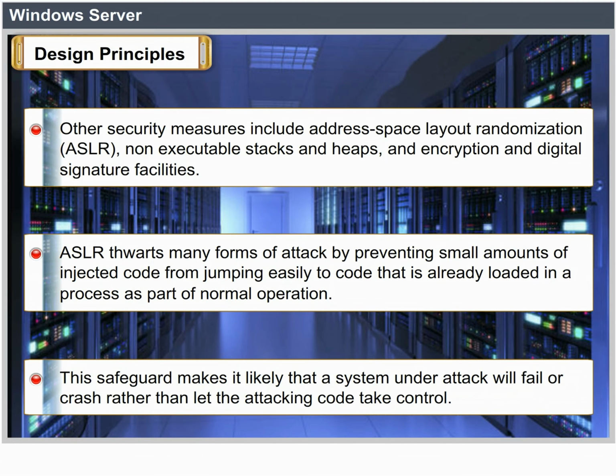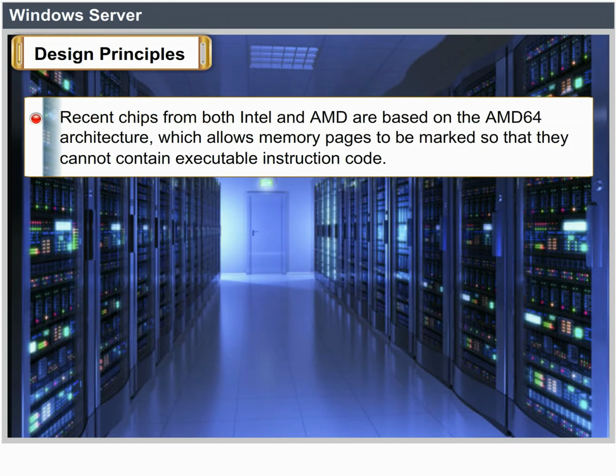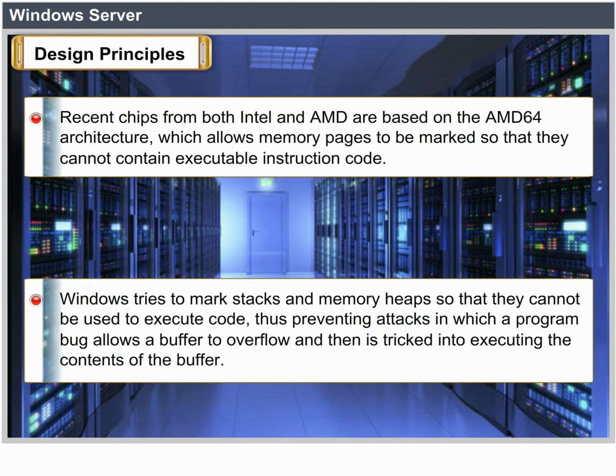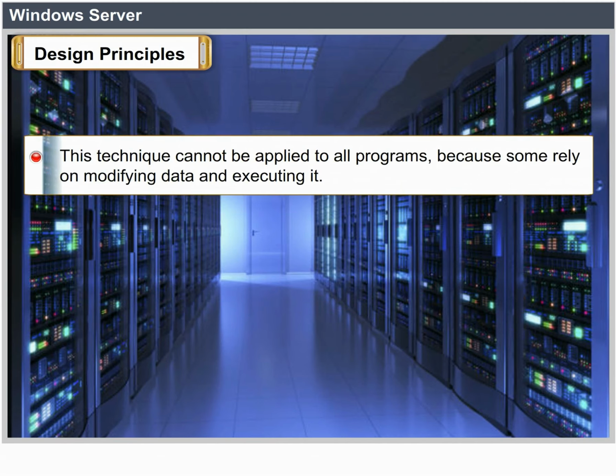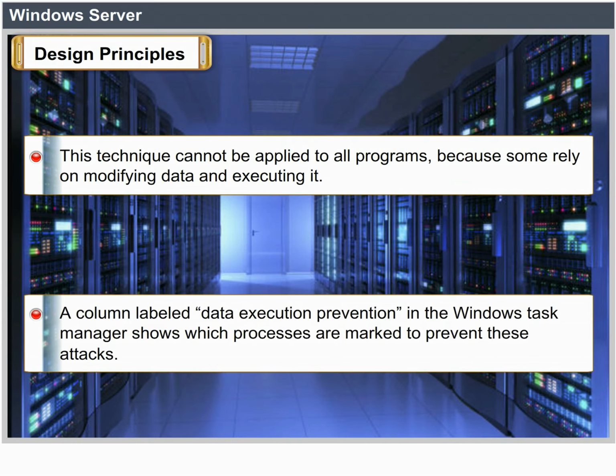Recent chips from both Intel and AMD are based on the AMD64 architecture, which allows memory pages to be marked so that they cannot contain executable instruction code. Windows tries to mark stacks and memory heaps so that they cannot be used to execute code, thus preventing attacks in which a program bug allows a buffer to overflow and then is tricked into executing the contents of the buffer. This technique cannot be applied to all programs because some rely on modifying data and executing it. A column labeled Data Execution Prevention in the Windows Task Manager shows which processes are marked to prevent these attacks.